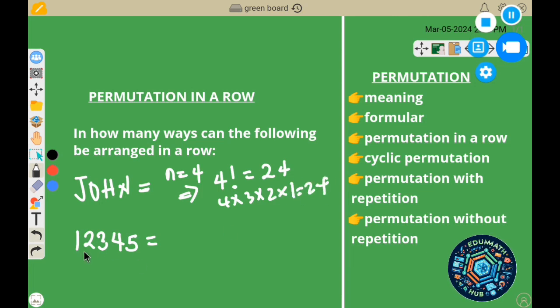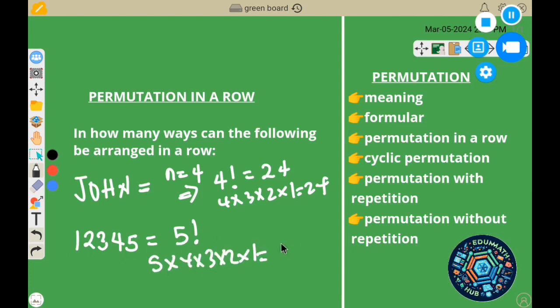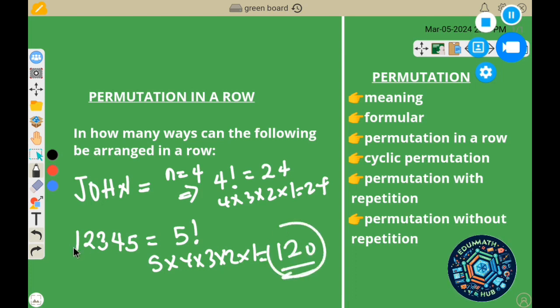This next one, you have 5 objects in a row. None of them is repeating. So you have 1 2 3 4 5. So the way to arrange them is 5 factorial, 5 because there are 5 elements here. 5 factorial will give you 5 times 4 times 3 times 2 times 1, which is 120. So this is 120 ways of arranging 1 2 3 4 5, picking 5 at a time. Then for the letters of the word John, it is 24 ways, picking 4 at a time. Okay, so that's how to do permutation in a row.